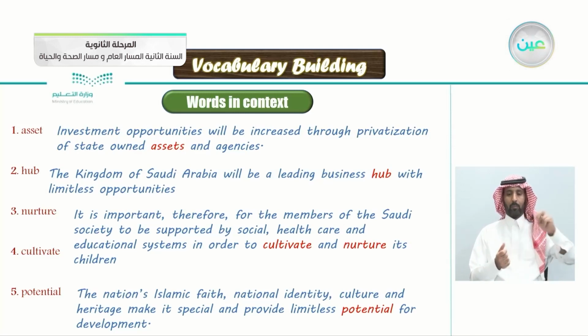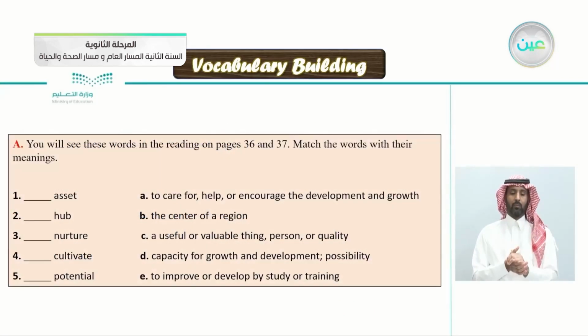Nurture and cultivate in the same sentence. It is important, therefore, for the members of the Saudi society to be supported by social, health care and educational systems in order to cultivate and nurture its children. Number 5, potential. The nation's Islamic faith, national identity, culture, and heritage make it special and provide limitless potential for development. So these are the 5 words in the context in the reading passage. So let's try to answer the question here.